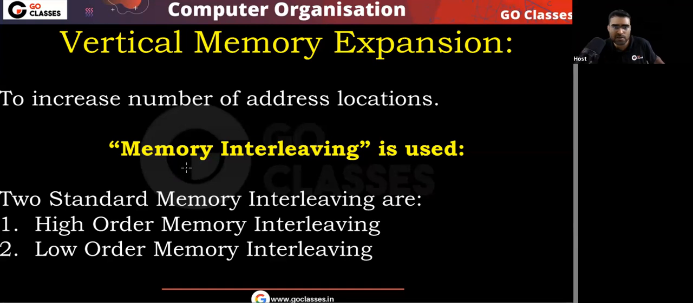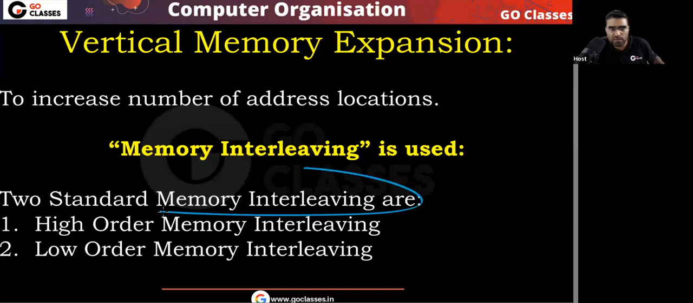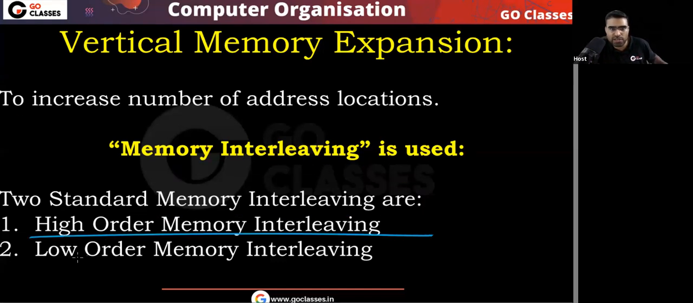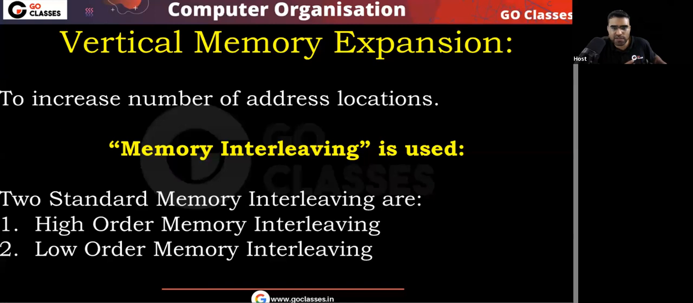Very simple. Now, if you want to increase the number of address locations, meaning when you want to do vertical memory expansion, then memory interleaving is used. We have already seen this in the previous lecture. Do you remember? There are two types of memory interleaving: high order memory interleaving and low order memory interleaving. These two concepts we have already seen in the previous lecture, but let's see one example.